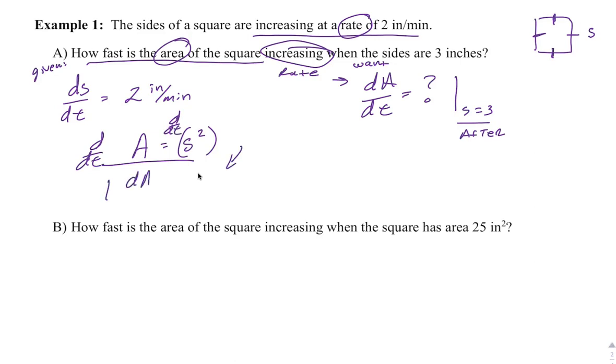The derivative of A is just 1, but with the wrong variable: dA/dt equals the derivative of s squared, which is 2s, but with the wrong variable: ds/dt. Some implicit differentiation. And now we just plug in what we have.